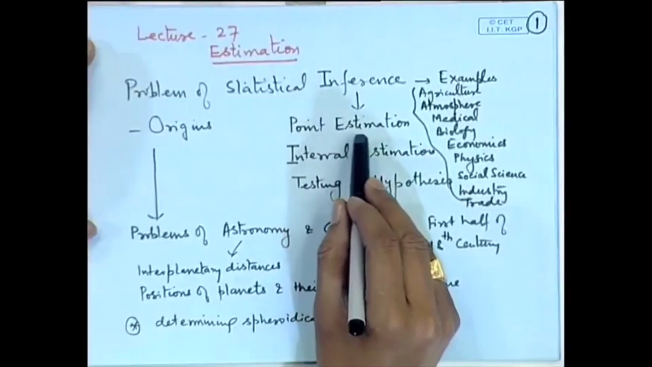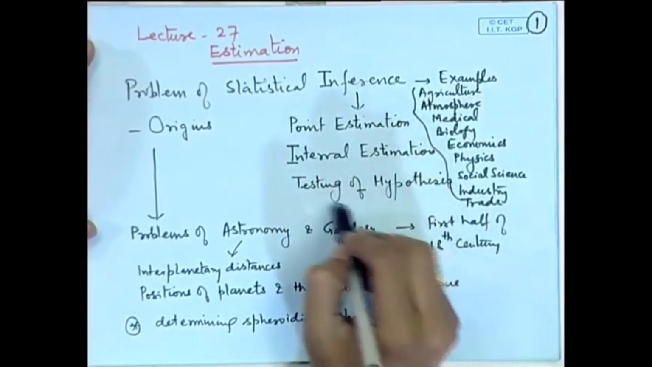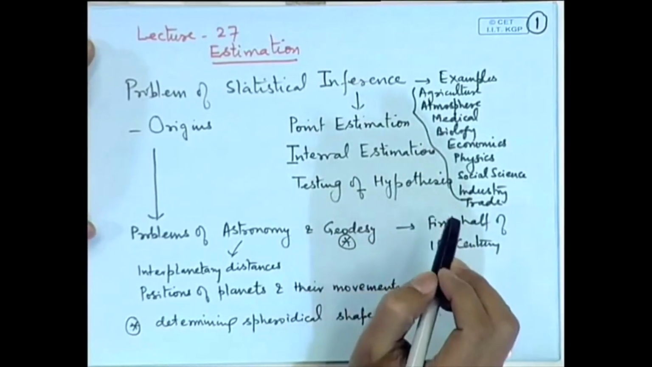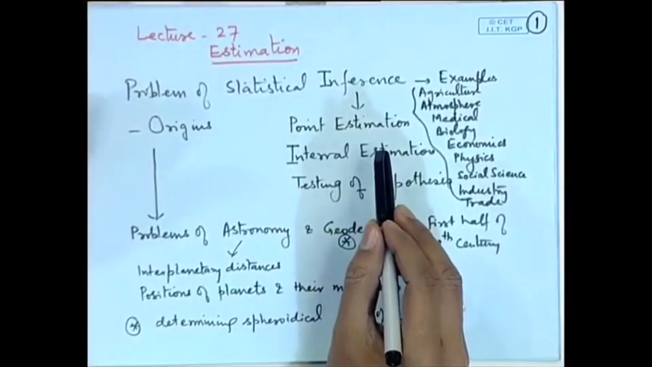So, broadly we divide the problem of statistical inference into three parts. One is the problem of point estimation, another is the problem of interval estimation, and another is the problem of testing of hypothesis. There are various other facets of statistical inference like prediction, sequential inference and other things, but they can be considered to be follow up from here. So, these are the basic parts of statistical inference.